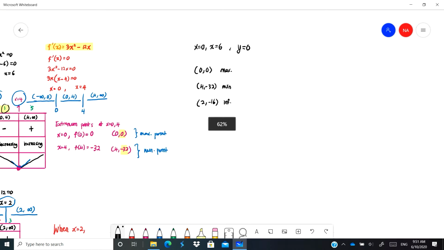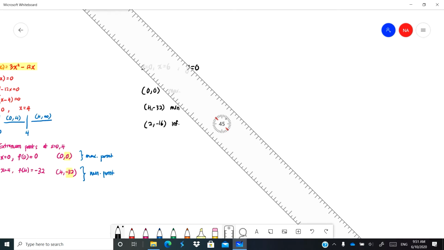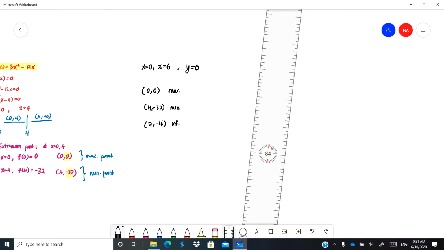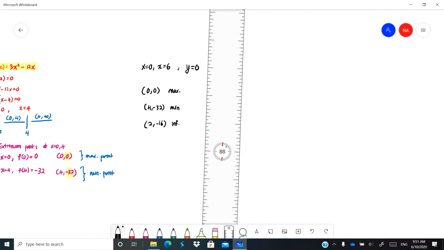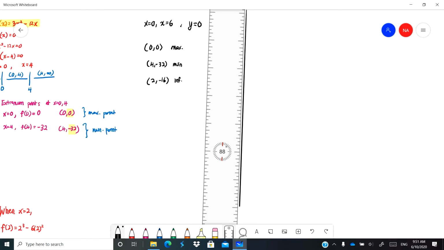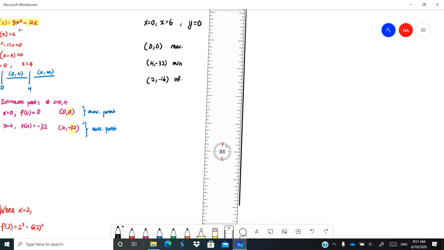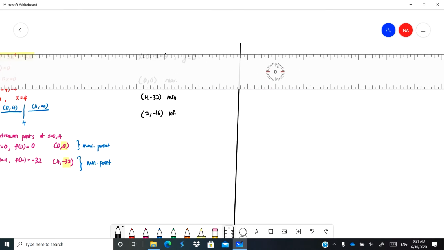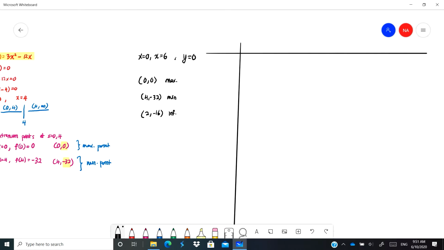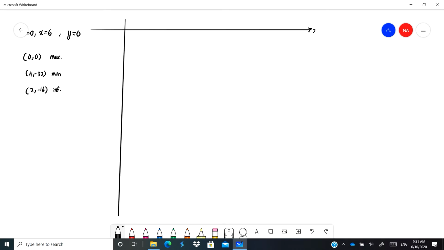Alright, we're going to use all these values to draw our graph. So how to draw the graph? Look at your x-intercepts, 0 up to 6. We are not going to use the negative side of the x-axis, but we're going to use a lot of the negative side of the y-axis. We'll have something like this for our graph. So this is x and this is y. Please label your graph completely.